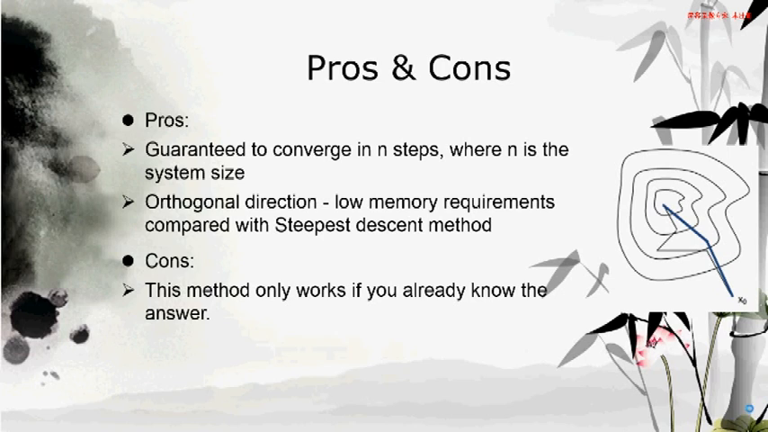Compared with the steepest descent method, which may run forever, the conjugate gradient method won't. In the conjugate gradient method, it won't happen. The second advantage is the orthogonal direction. Compared with the steepest descent method, whose direction is rather random, the orthogonal direction in the conjugate gradient method can be more effective, and it means low memory requirements compared with the steepest descent one.